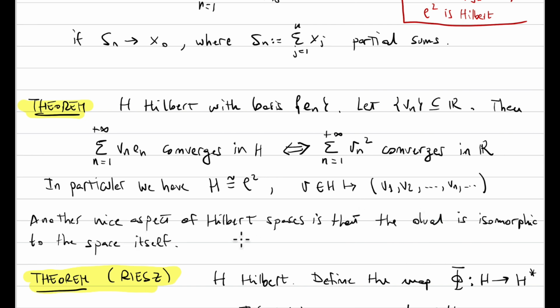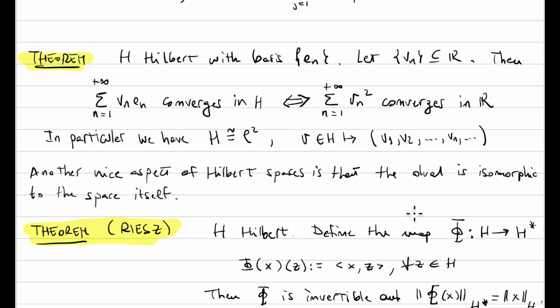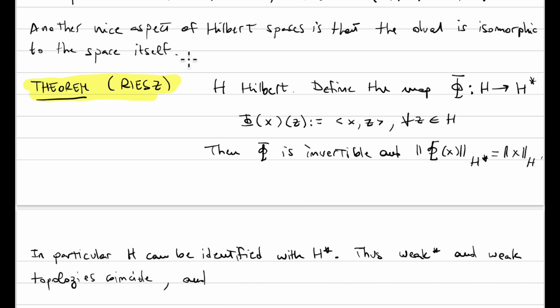Okay, another nice aspect of Hilbert spaces is that the dual has a very nice structure. Actually, the dual of a Hilbert space H is isomorphic to H itself. This is the famous Riesz theorem, which we state here. Let H be a Hilbert space and define the map phi from H into the dual, defined as follows.